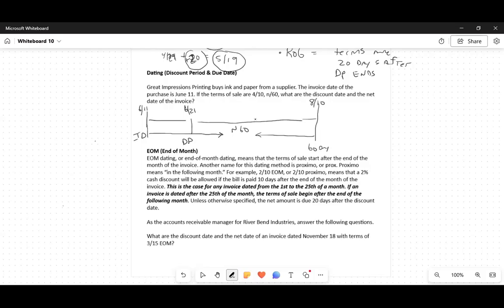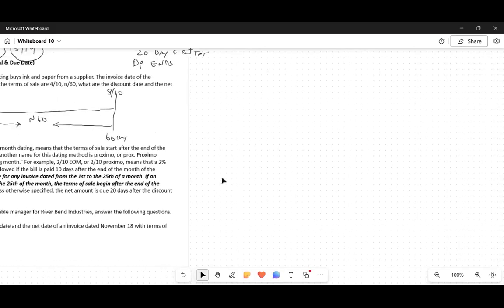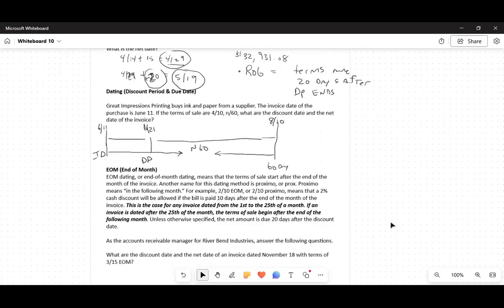8/10. So how did I figure that out? I figured it out by doing a little table here. So 6/11 plus 10 days is 6/21. That's the end of my discount period. And then the net, in this case, since it's not ROG, starts from the invoice date all the way till when it's actually due. And if you add 60 to 6/11, it comes out to August 10th.